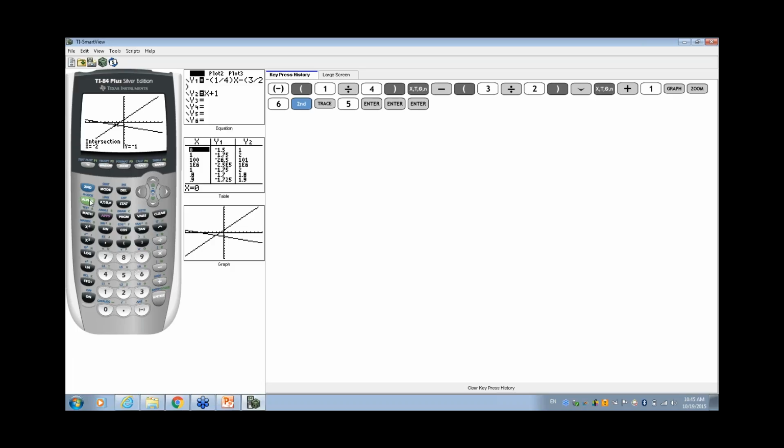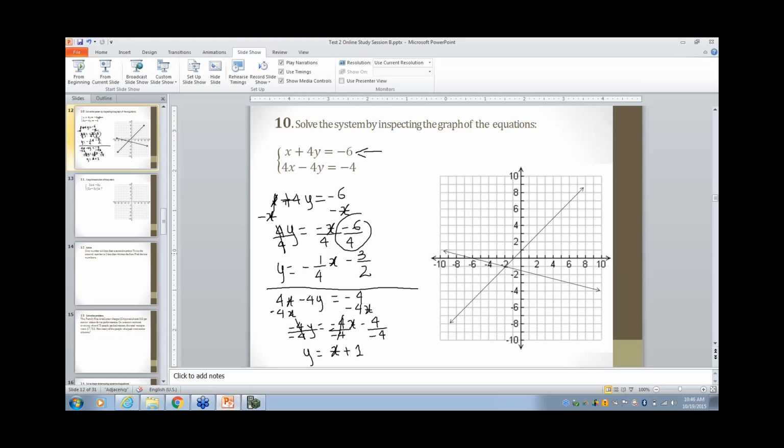Which, by the way, means that all the other system of equations that we have been doing, you can solve it on your calculator. All you need to make sure is that your equations are solved by y. So once you solve them by y, you just need to put them on the calculator, do the step that I just did, and that's it.